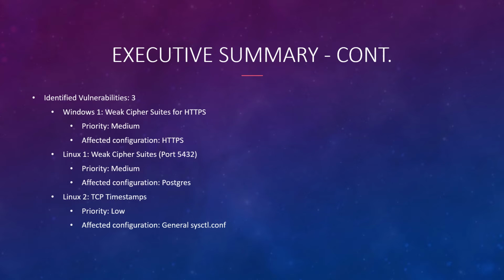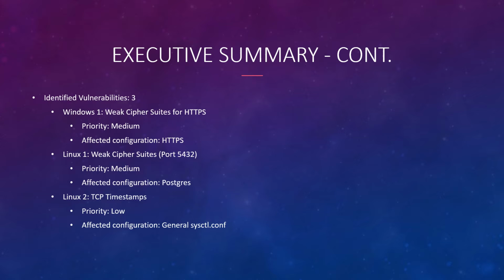All right, the three identified vulnerabilities. Windows had one vulnerability, which was a medium priority. It's HTTPS, hypertext transfer protocol secure. It's a weak cipher suite. I'll get into the nitty gritty of what it was. It's a fairly common one, using a known exploit that's been around for quite some time. Fairly simple just to cut it off.